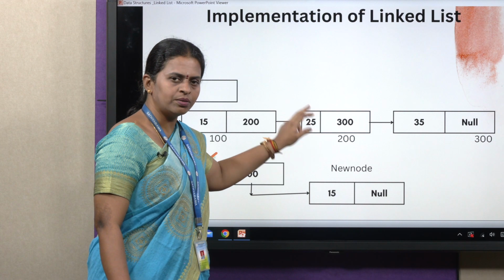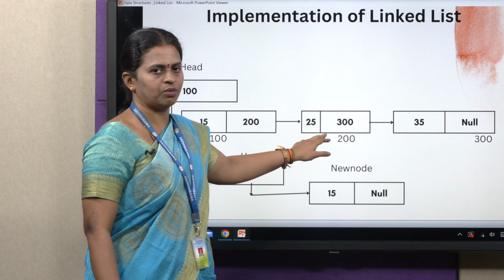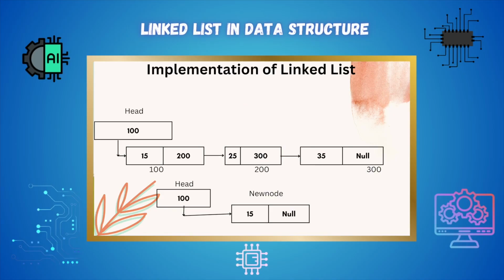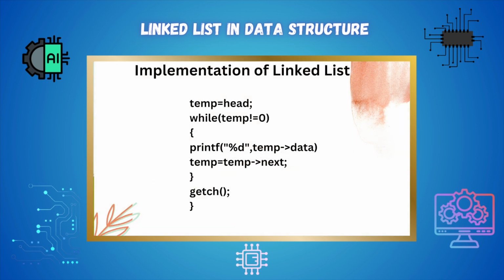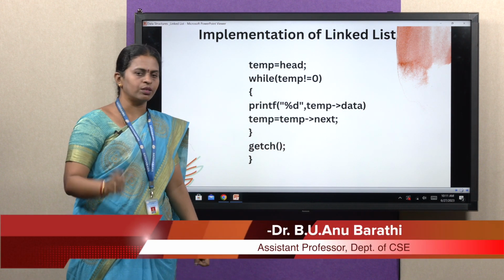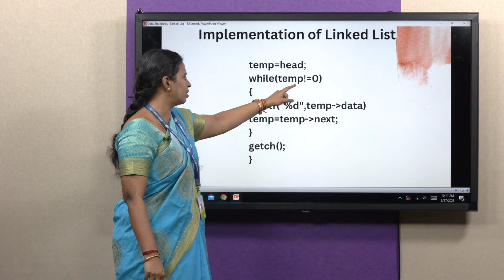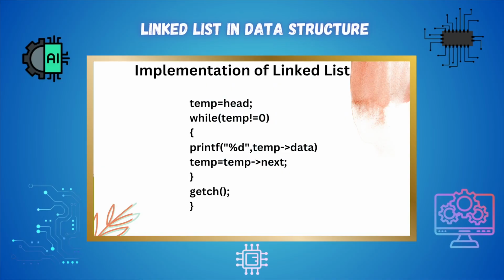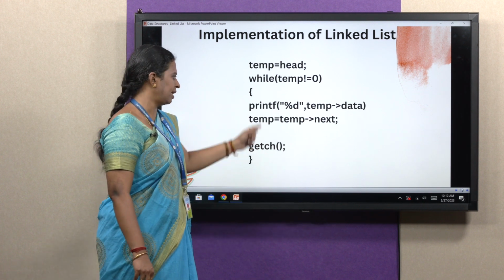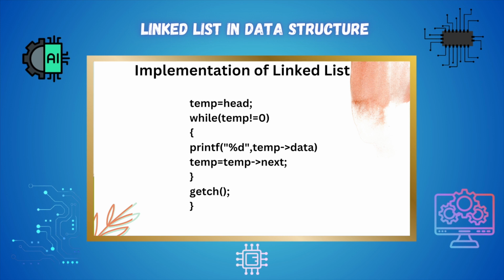Next we are going to print the value of the second node. What is the second node's value? 25. Temp is equal to temp next, it will move on to the next node. What is the data value we are to print? 35. So that's all about the traversing. So here we have temp is equal to head. You have to check while temp is not equal to 0. The last node's address will always be 0. So while temp is not equal to 0, printf temp data, as we discussed in the previous slide. We print the data one by one, then move temp to the next node. This can be done until temp is equal to 0.